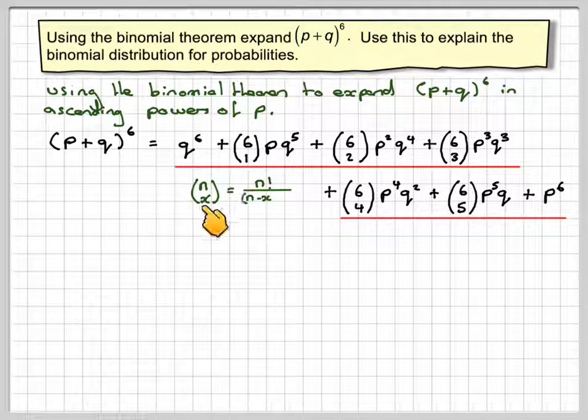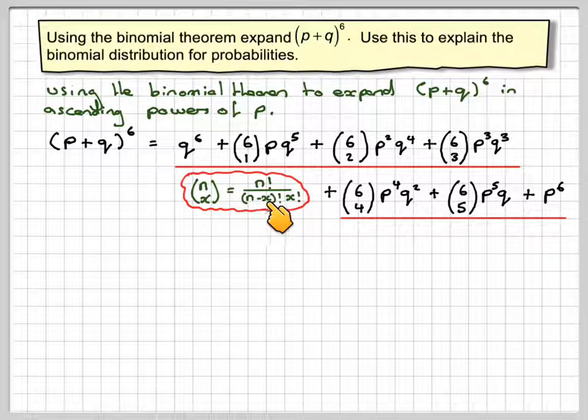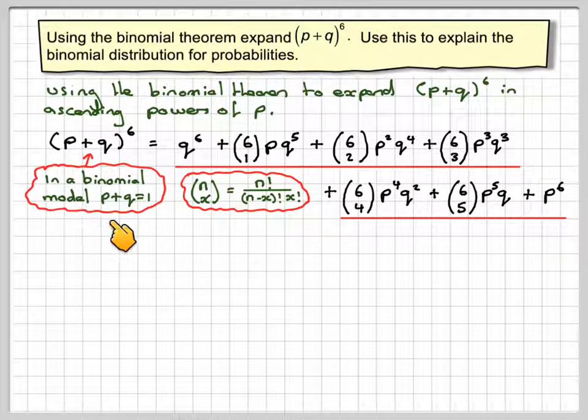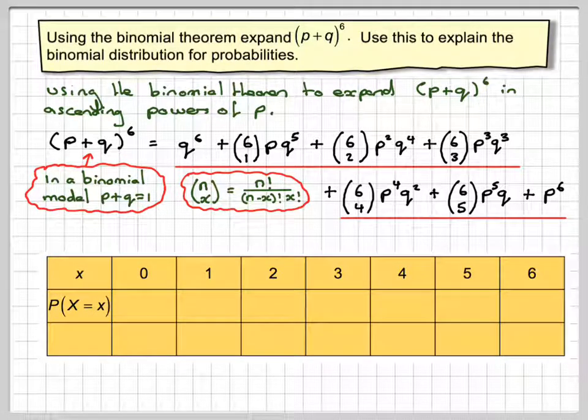Now you should know that nCx is n factorial over (n minus x) factorial times x factorial. Now if you want to use this for probabilities in the binomial model, p plus q, remember, is equal to 1. Remember we calculated q by doing 1 minus p. Remember, p was the probability of success, q was the probability of failure. If we've got a discrete random variable, we can put them into a table like this. It's discrete because x can only take on exact values.